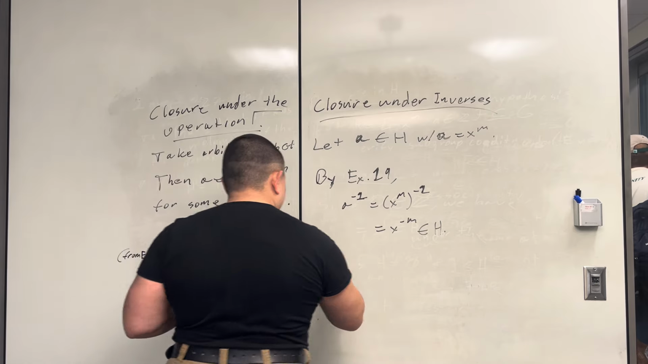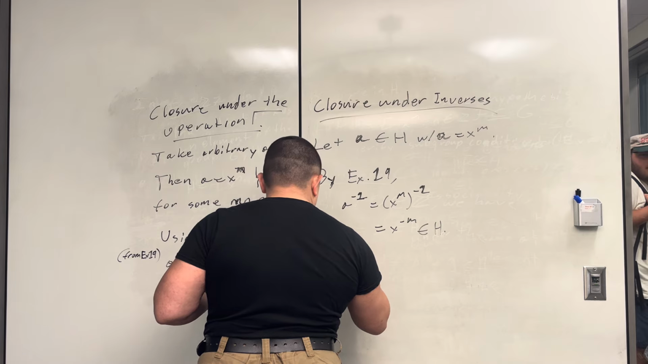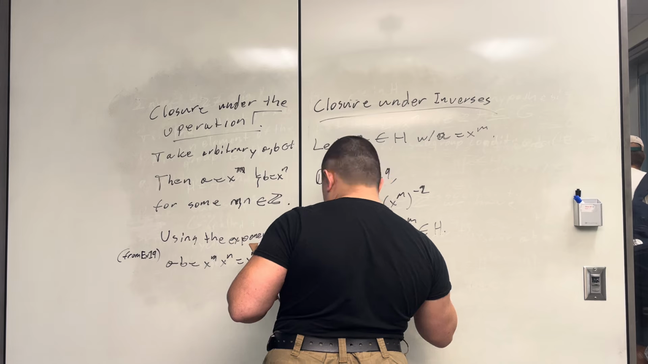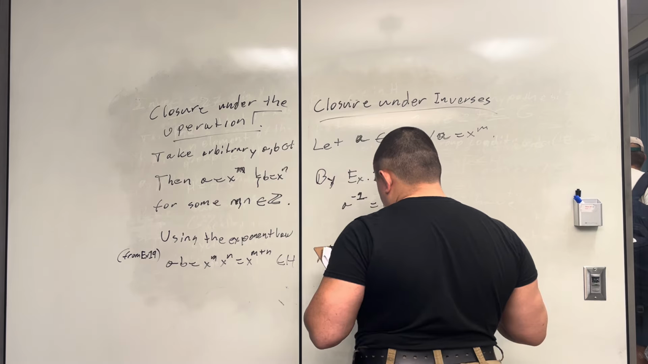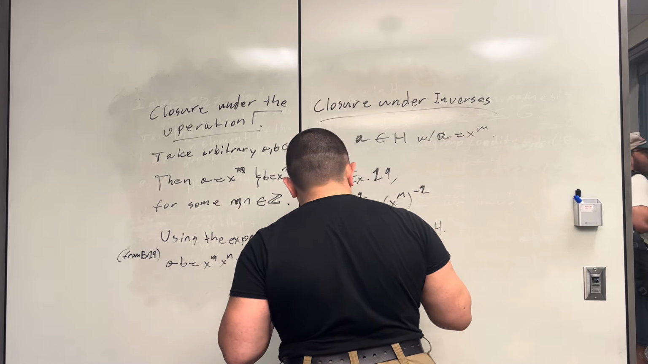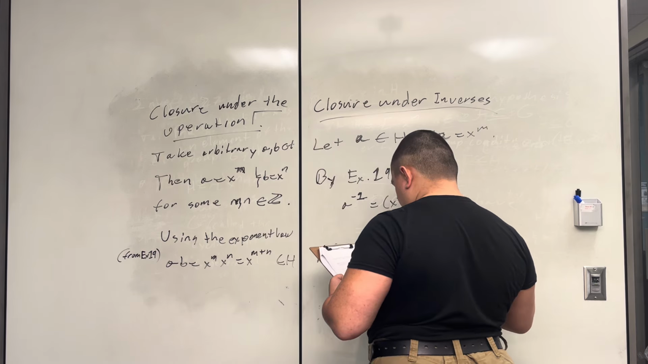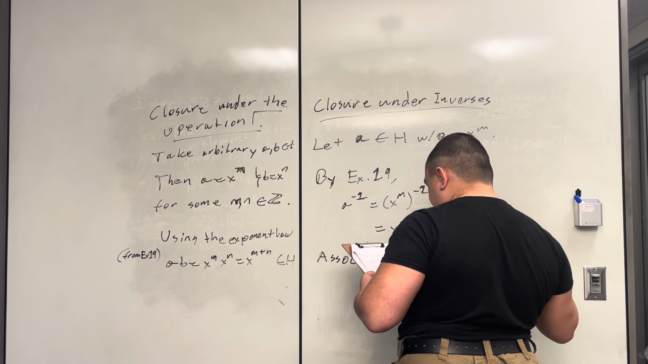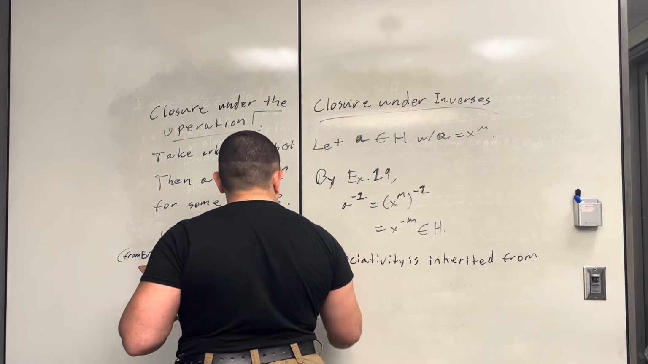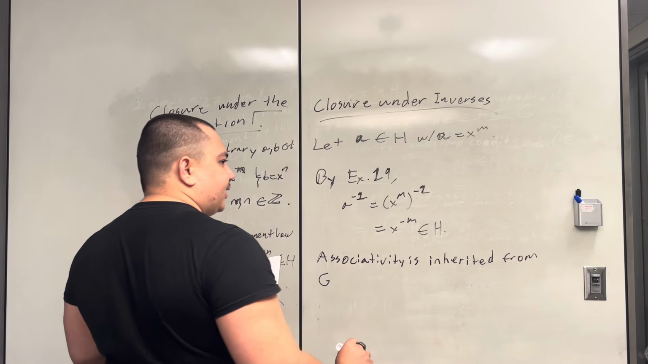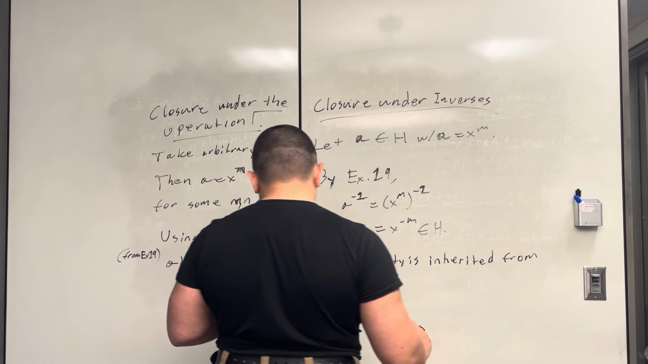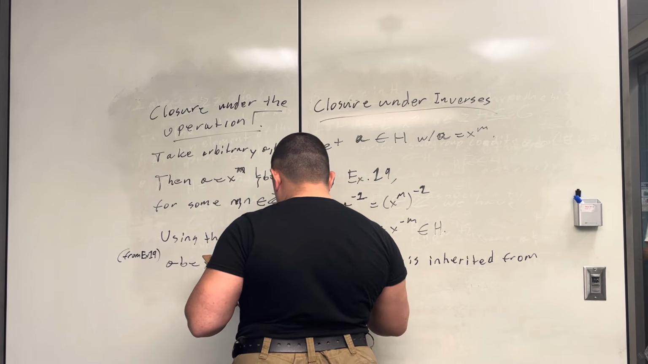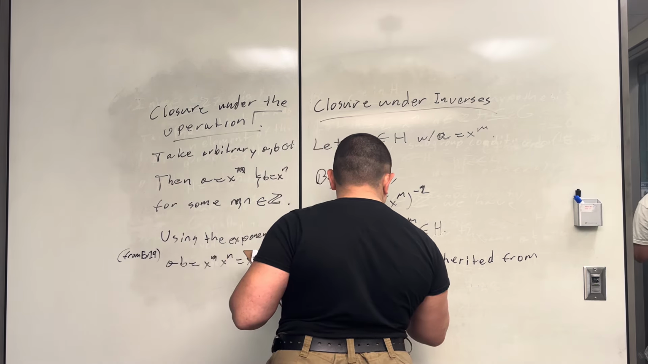Here we have the same sort of inheritance deal going on. Associativity is inherited. It's interesting how that works, because it doesn't have to do with any specific set of elements, right? It either works like that or it doesn't. So associativity is inherited from G. The operation is the same, right?